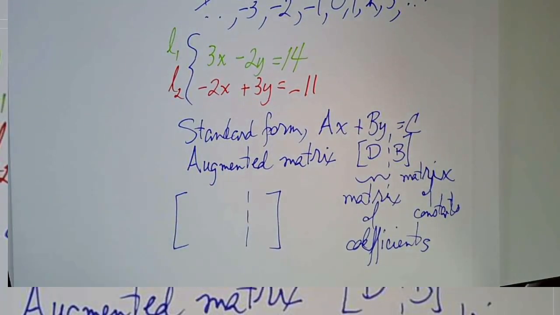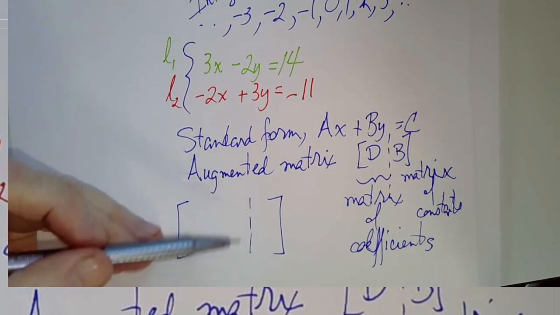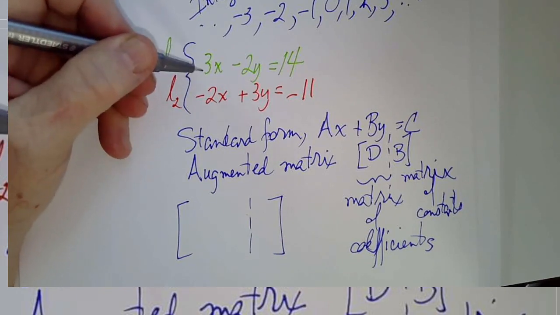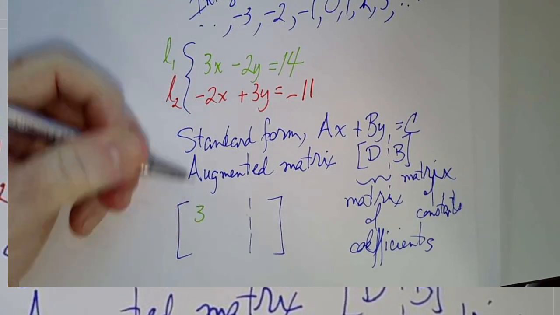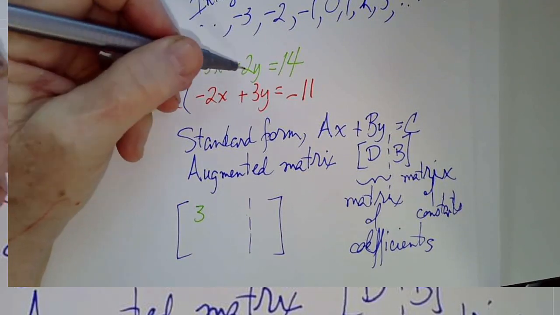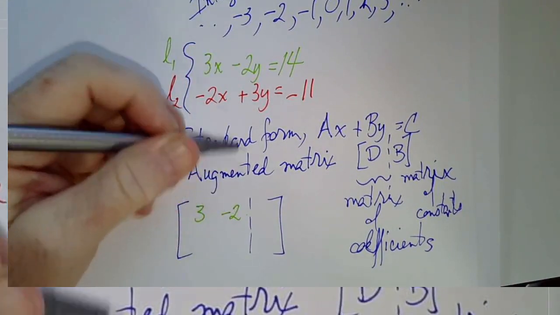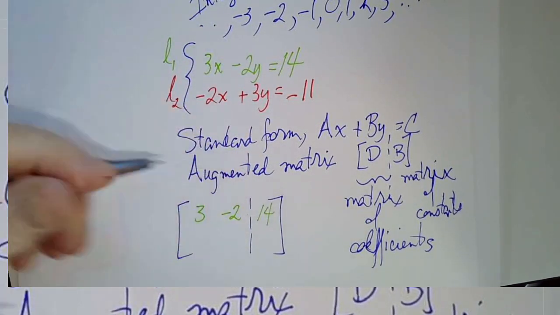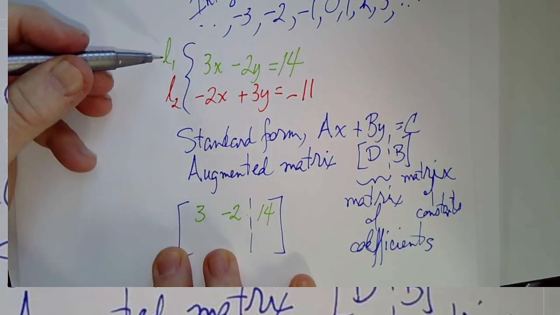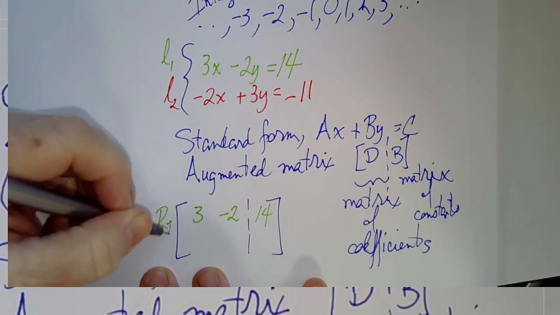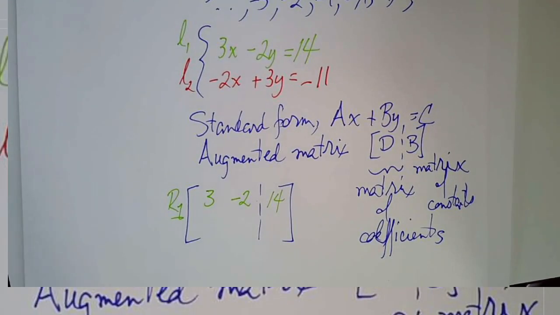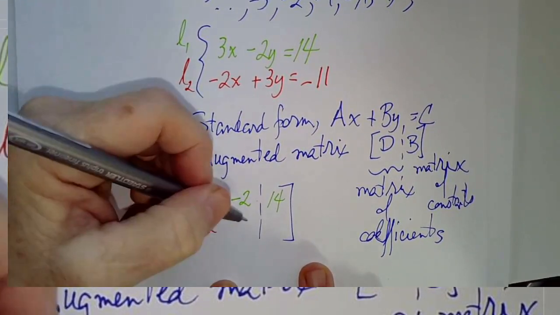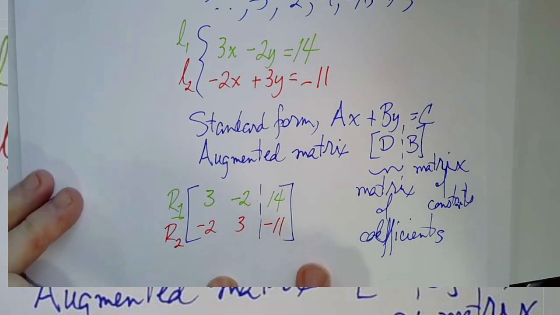And I'm going to remember that this dashed line represents the equals. So I want to get the coefficient of x in line one, the coefficient, the number in front, of y in line one, and the constant will go on the other side of this dashed line. And instead of calling it line one, we're now going to call it row one. Row two will be negative 2, 3, negative 11.